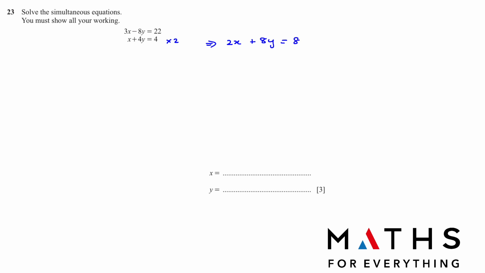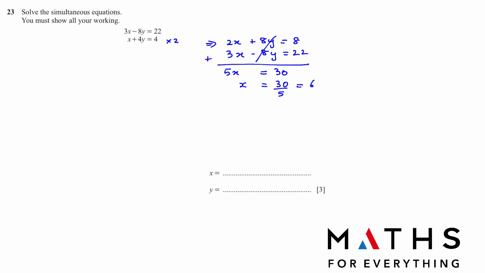Now, I will add both of them together. If the signs are different, we add. So 2 plus 3, 5x. 8 plus minus 8 is 0. The y gets cancelled. 8 plus 22 will give us 30. x is equal to, shift the 5 to the other side, it will be a divide. x is equal to 6.